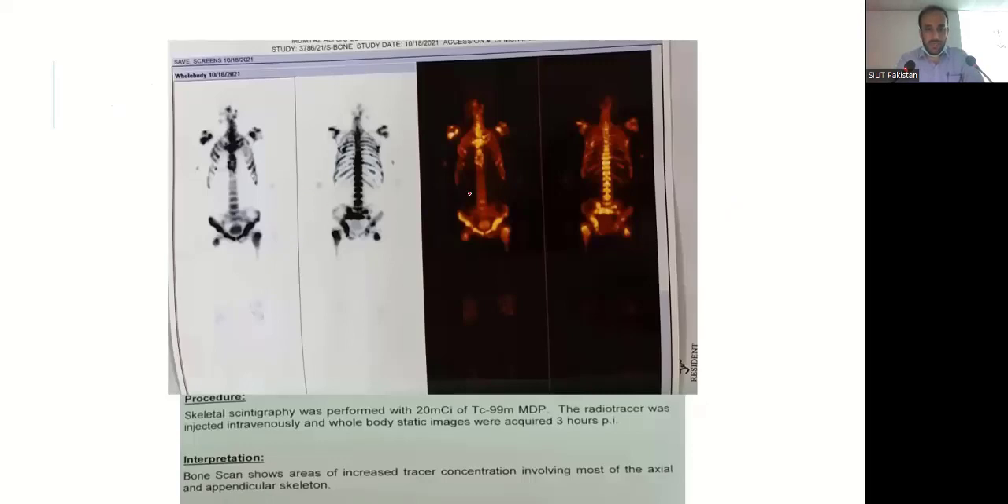This is the picture of the bone scan. This is skeletal scintigraphy, and this bone scan shows increased tracer concentration involving most of the axial and appendicular skeleton. So these are the bony mets shown on the bone scan.